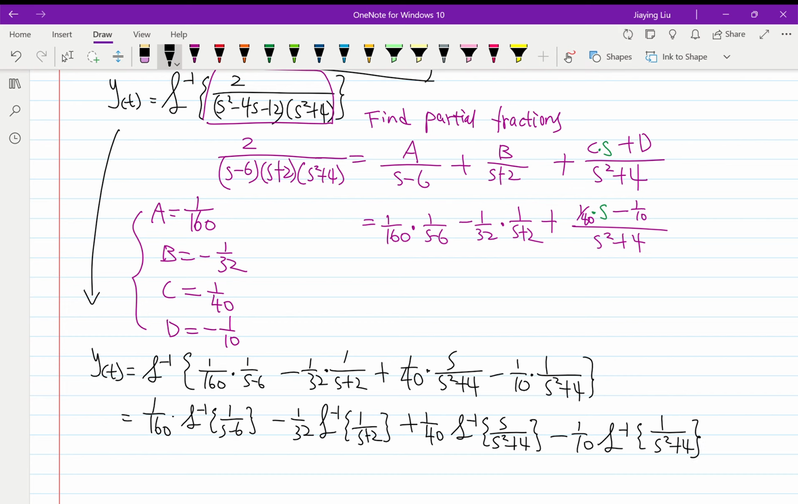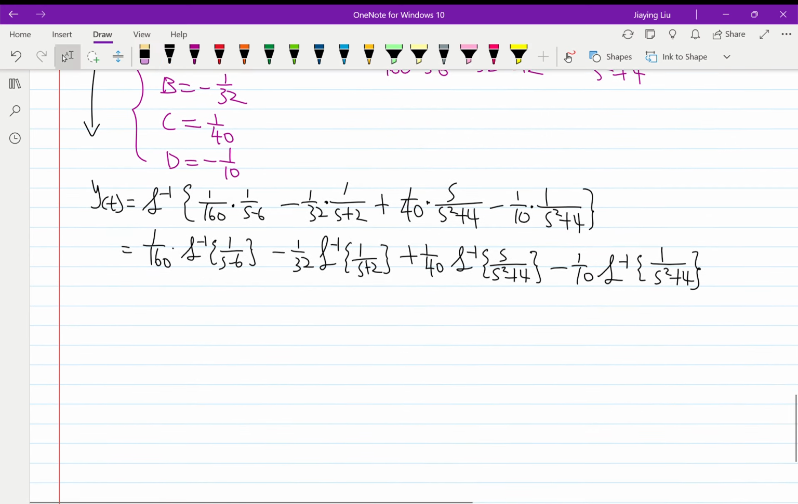Some of them are very straightforward. When you look at the table, you know immediately what it is. Some of them you might have to kind of trick things around a little bit to make it work. So, the sooner we get this done, the sooner I can let you go. Can you help me out here? So, you can look at your table, you can look at your notes. What is the inverse Laplace of 1 over s minus 6?